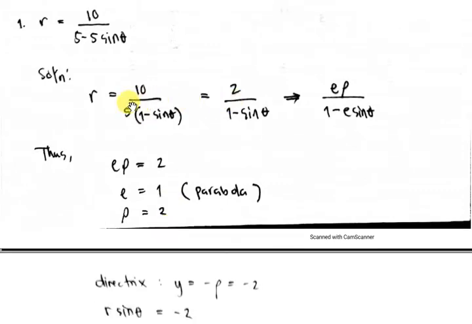From 10 over 5, we cancel so that the 5 comes out and only 1 remains. This is now the simplest form of this given equation. So this is 2 over 1 minus sine theta. Therefore, this is the ep, and there must be one e here. So ep is 2, and our e is 1, that is obvious. Therefore, p is 2, so 1 times 2 is 2. And that is a parabola.